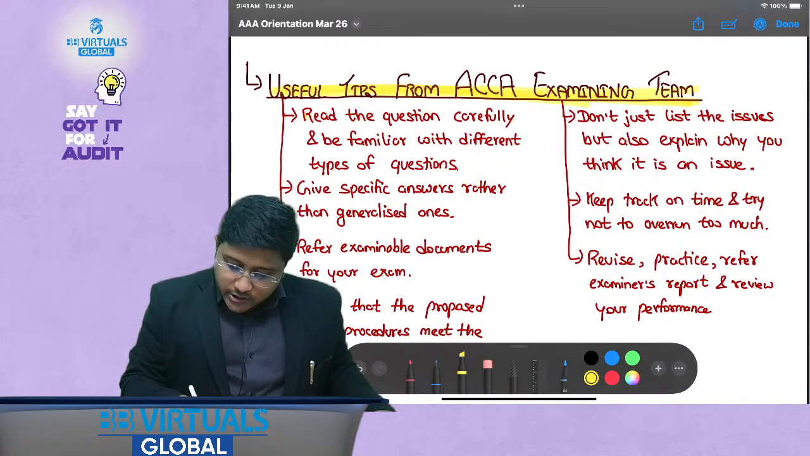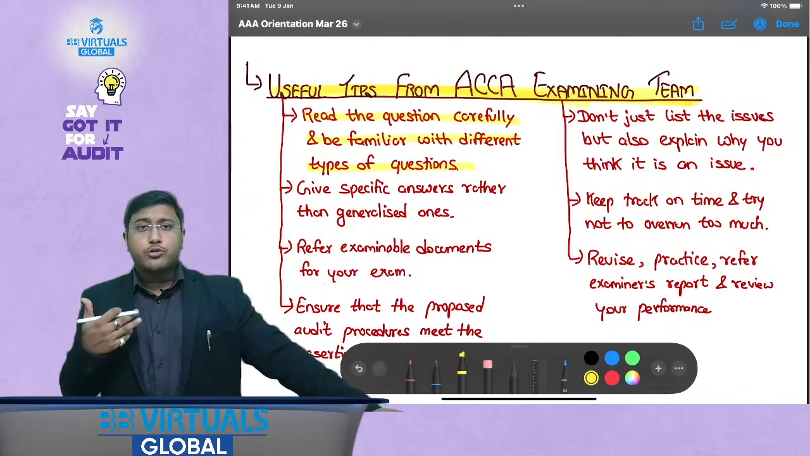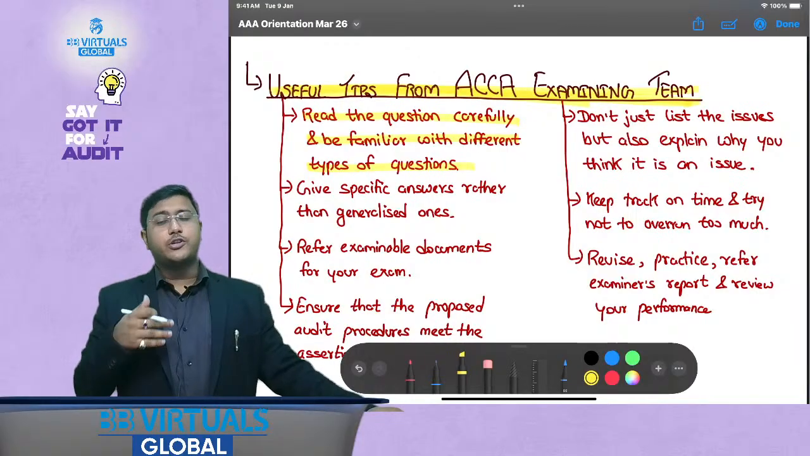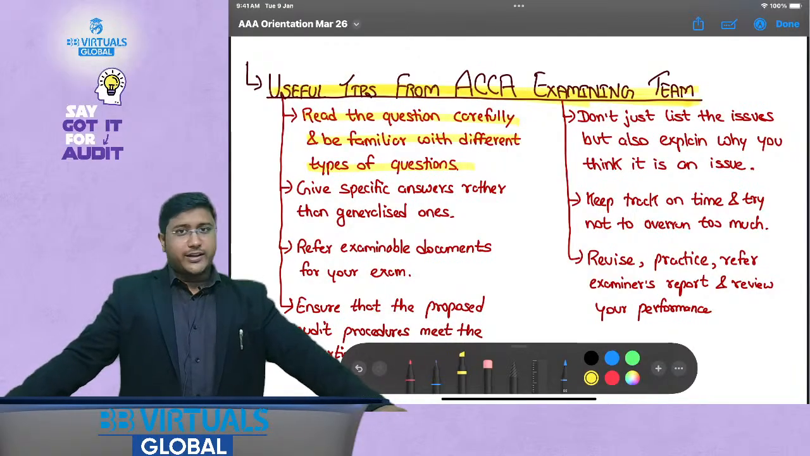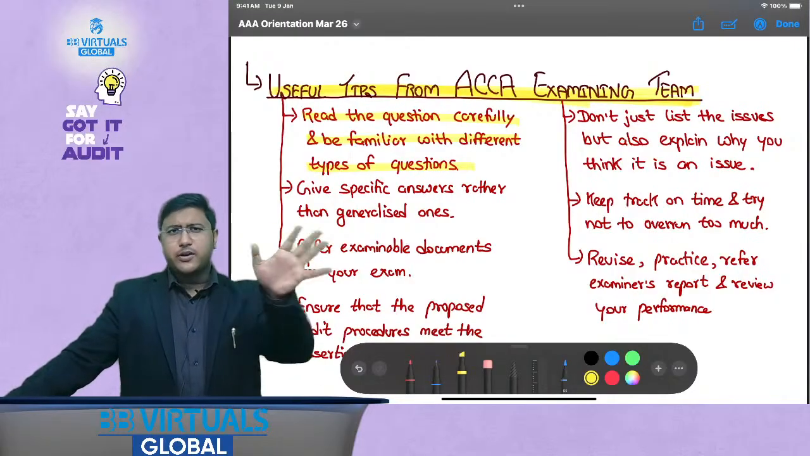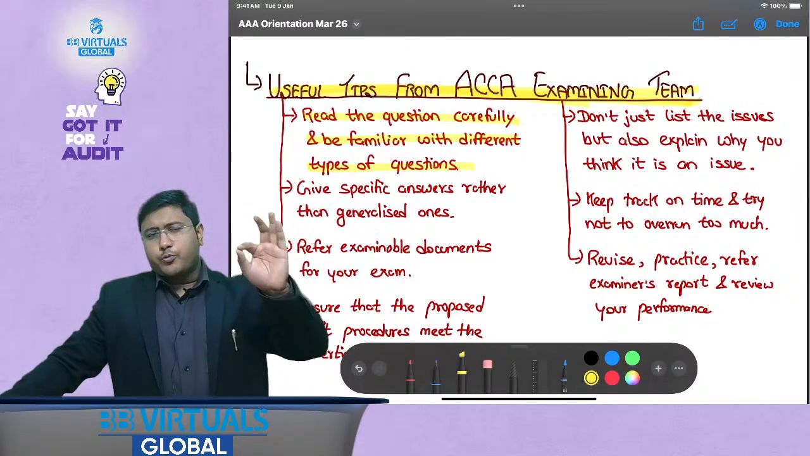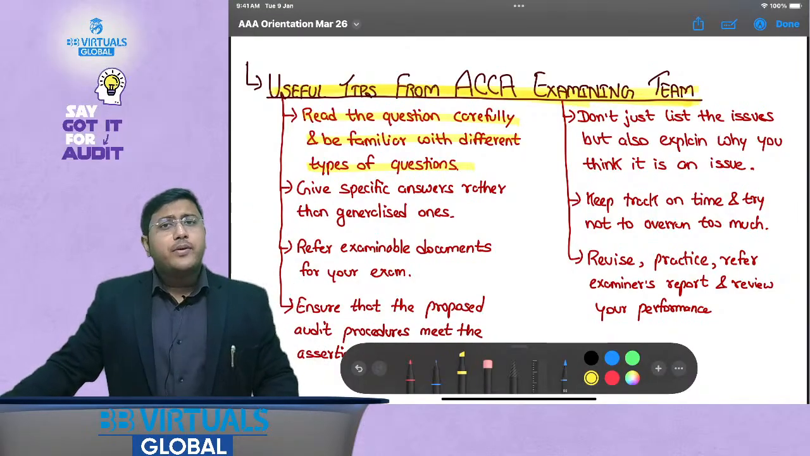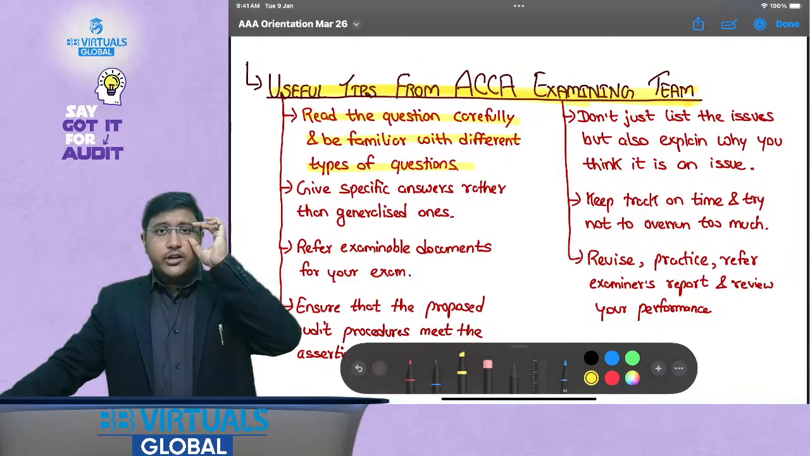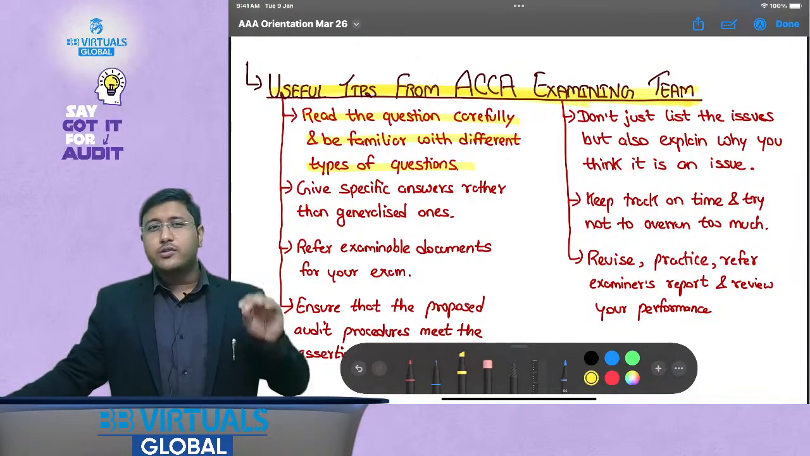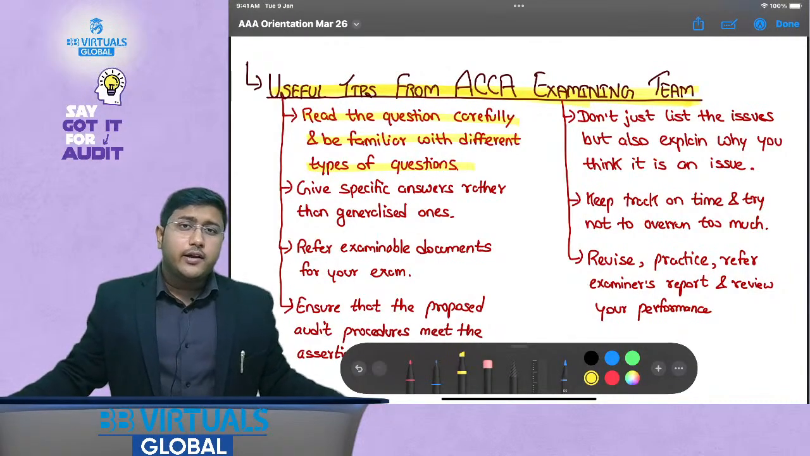Now useful tips from the ACCA examining team. Read the question carefully and be familiar with different types of questions. That is, you need to practice a lot of questions and be familiar with the different types of questions that could be asked. One of my students made this mistake in one of the mock tests, and thankfully not in the main test. The question asked to identify the businesses, but he identified the audit risk. He did the evaluation and everything correctly. The only thing was he misread the question, he misread the requirements of the question.